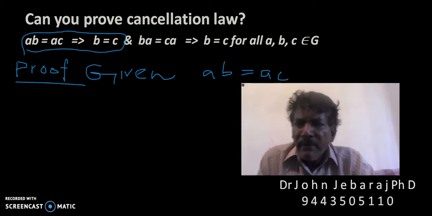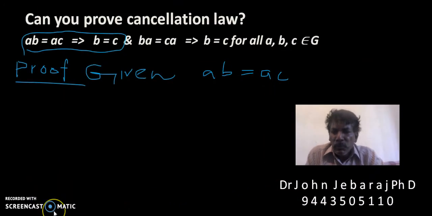Now what we have to prove is that B equals C. That's what we have to prove. So if AB equals AC, then we have to prove that B equals C. Let us take B. How can we write B? I can write it as B into the identity element.